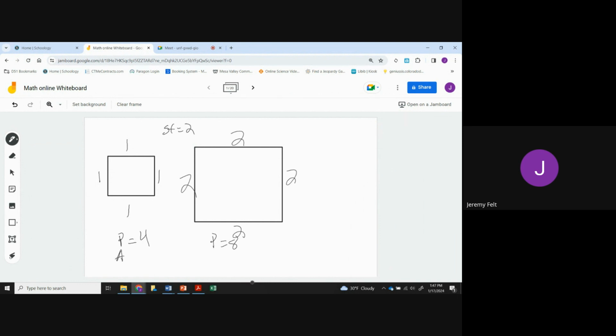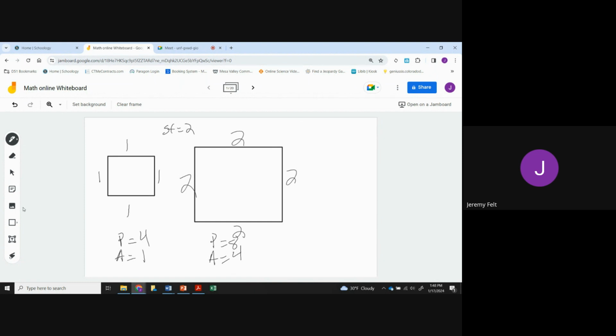Now the area of this one, 1 times 1, 1 square unit. The area of this one, 2 times 2 is 4. So this one was 1, but we didn't multiply it by 2. We multiplied it by 2 squared, because really it's 2 times 2 to give us 4. So the 2 dimensions is why the exponent is 2. We did the scale factor squared, so it's 4 times greater.